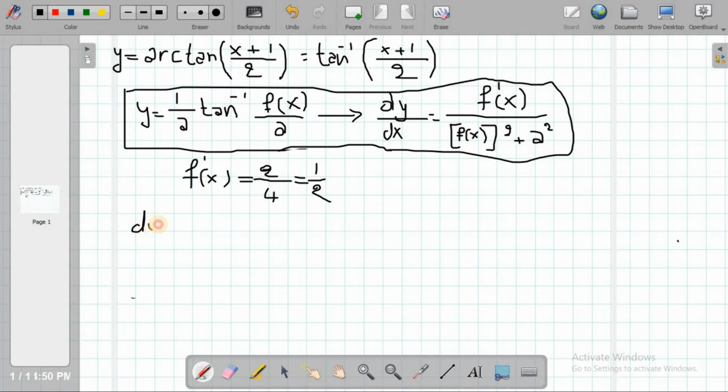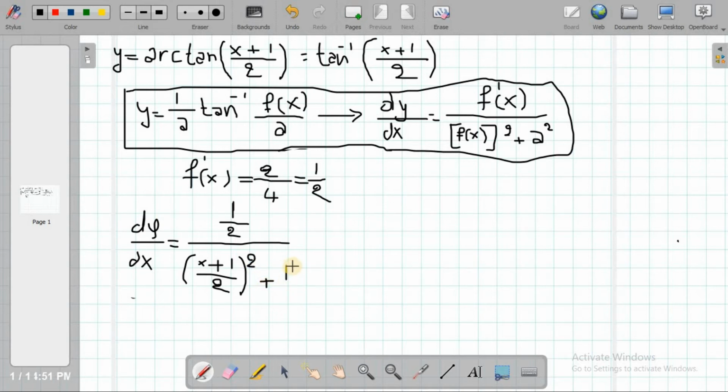So it's going to have dy over dx, which is equal to our f prime, which is 1 over 2, over everything, which is (x plus 1 over 2) everything squared, plus 1 squared, which is something and 1.